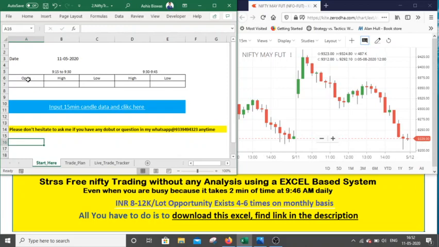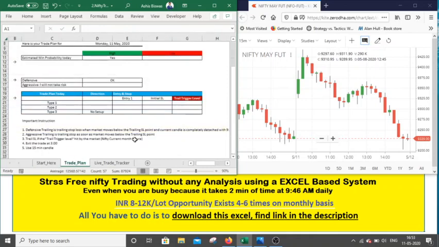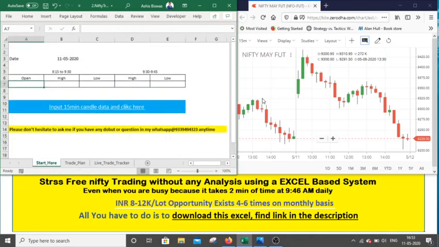But let me first define how to do it. At the open of the market, after 9:45 when you get the first two candles, this is the 15-minute Nifty chart of today, and after these two candles happen, you have to enter the data here. What you have to enter is the first 15-minute candle open, high, low. Once you enter this data here, you will get the trade over here. Let me show you how.